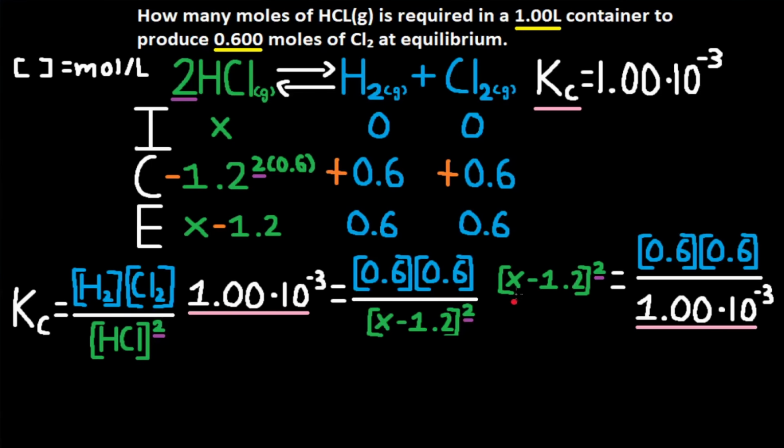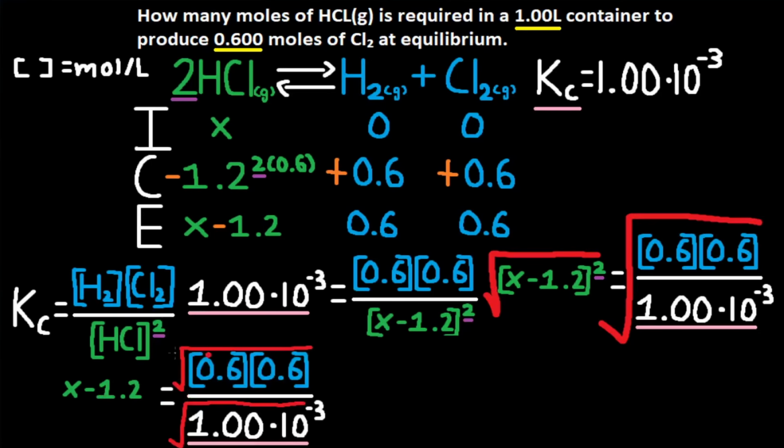What you should notice is that we need to square root the x value, and then what we do to one side, we need to do to the other. After we square root both sides, we are left with x minus 1.2, since the square root of x minus 1.2 squared just gets rid of the exponent, is equal to the square root of 0.6 multiplied by 0.6 divided by the square root of 1.00 times 10 to the negative 3.